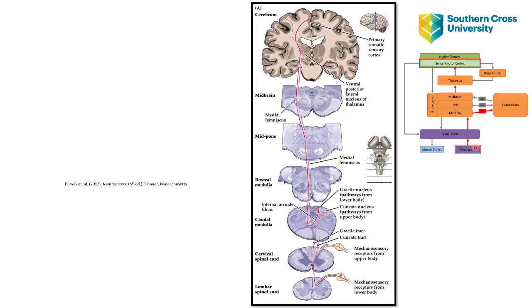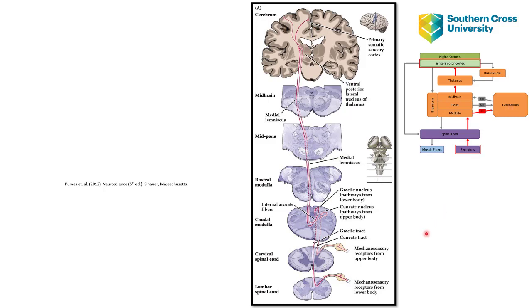The next slide will then talk about the unconscious pathway, and that's the pathway that comes from the receptor into the spinal cord, up the spinal cord, and then into the cerebellum via the inferior cerebellar peduncle. That pathway is unconscious proprioception in particular.